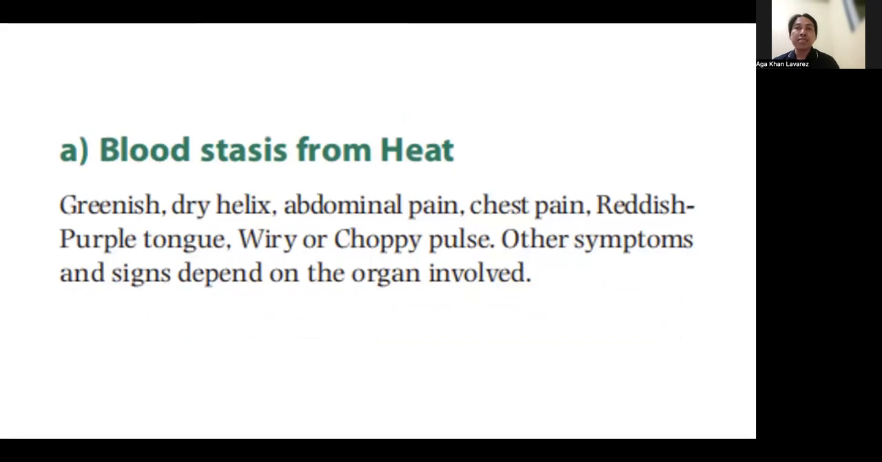Letter A, blood stasis from heat. Greenish, dry helix, abdominal pain, chest pain, reddish and purple tongue, with a wiry or choppy pulse, and other symptoms and signs depend on the organ involved.